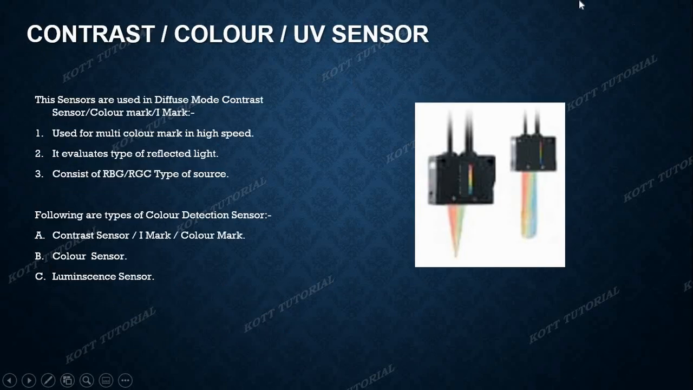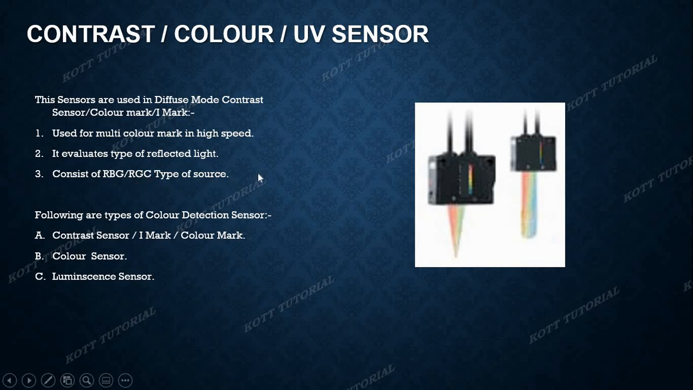Contrast, color and the UV sensor. See, these all sensors come under diffuse mode. The reason it is diffuse mode is that the light is being reflected from the product, meaning the light is being diffused from the product. If I am incident-ing light on the product, based on the light diffusion it detects the product. This sensor is used in diffuse mode, that is contrast sensor, color mark and eye mark sensor. Used for multicolor marks in high speed applications.